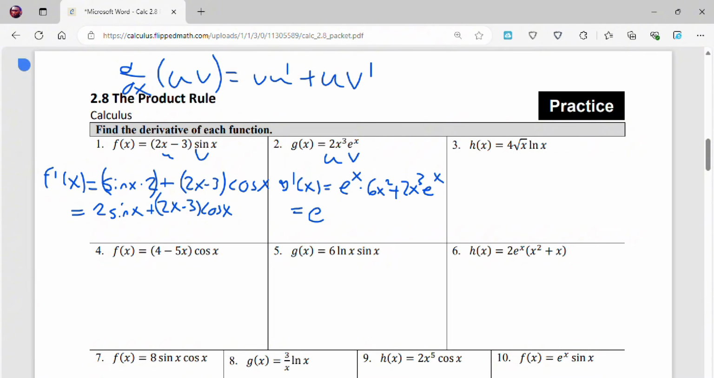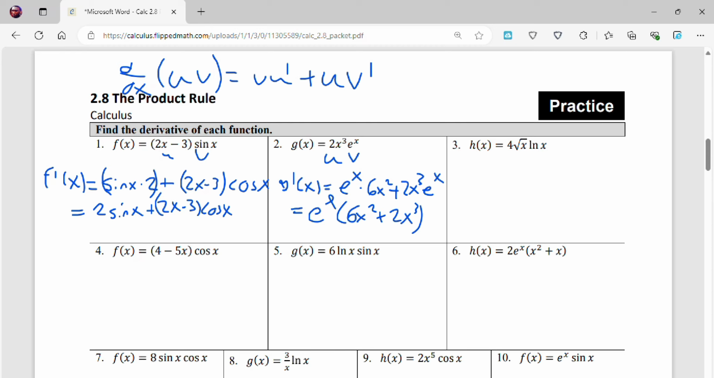So e to the x and then 6x squared plus 2x cubed. But g prime of x equals e to the x times 6x squared plus 2x cubed times e to the x. It's the same thing. Here I just factored out, but you don't have to do that additional step.